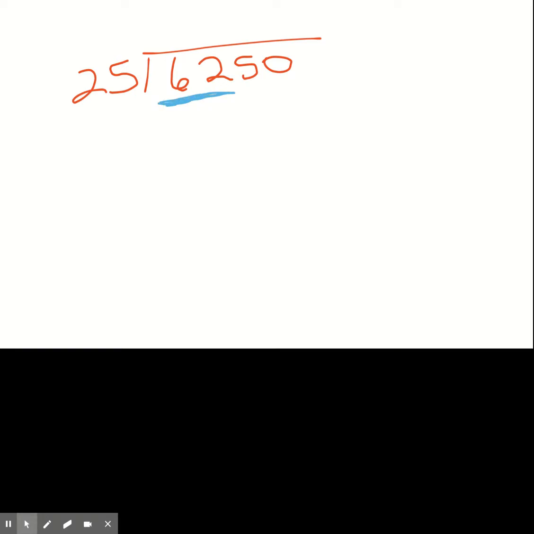If you had 62 pencils, how many boxes of 25 can you make? And the answer is 2 boxes, because 2 times 25 is 50. Now you subtract those and you're left with 12. The last step in this cycle is to bring down the next number. So now you have 125 pencils.